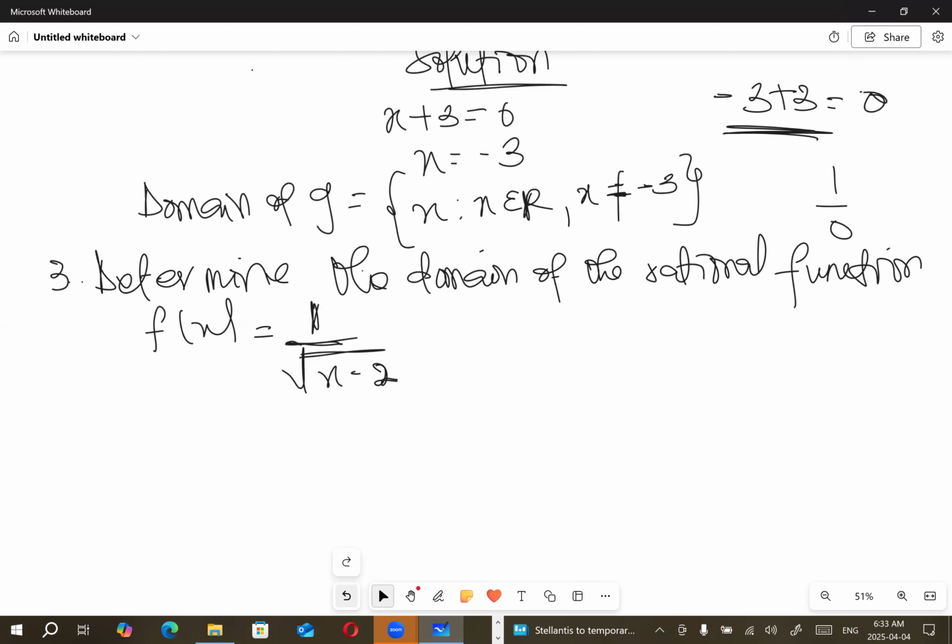In this expression, the denominator is in a square root. Yes, that's true. When I checked, it's not only the number 0 that makes it undefined, but also the negative numbers.